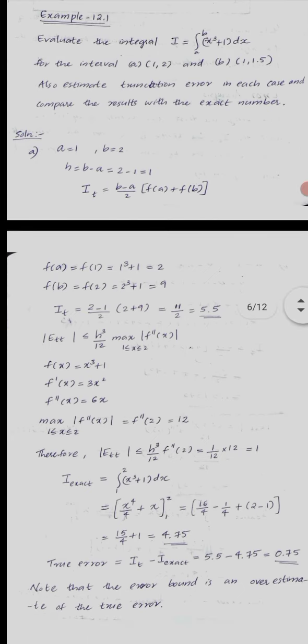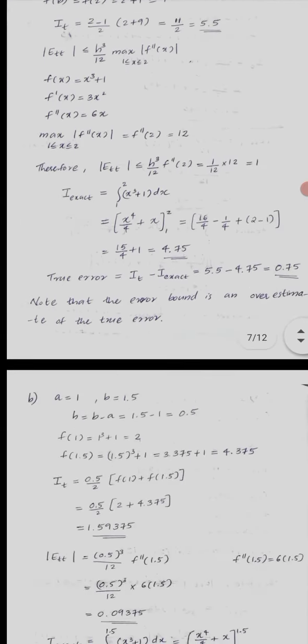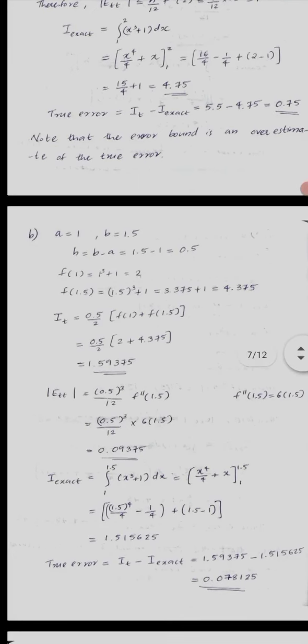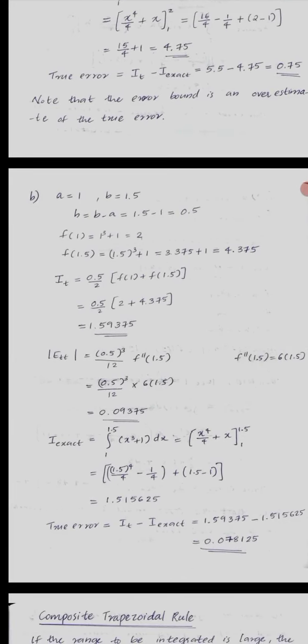Now the exact value of this is the integral from 1 to 2 of (x cube plus 1) dx. So x⁴/4 plus x in the limit 1 to 2, that is 16/4 minus 1/4 plus 2 minus 1, equal to 4.75. So the true error is I_T minus I exact, equal to 5.5 minus 4.75, equal to 0.75. Note that the error bound is an overestimate of the true error. The error bound can be said to be an overestimate of the true error.